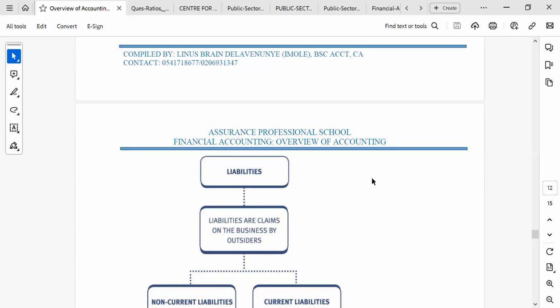So we see that the liability, at the basic financial accounting level, is a financial obligation that the firm has to perform to other parties or outsiders. Or we see it as the outsiders' claim against the business, or an outsider's claim on a particular item in the business. That is what we call the liabilities.